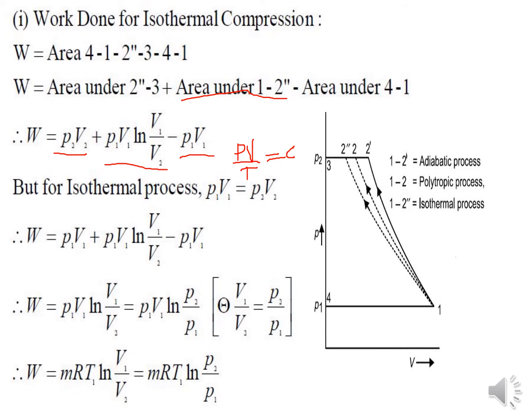PV will become constant. So here T is constant, so PV is equal to constant in the isothermal process. So I can write like this: P1 V1 is equal to P2 V2. See here, 2 double dash is taken, but in the substitution he is taking directly 2 and 1, because only one process we are using, we can use like this.